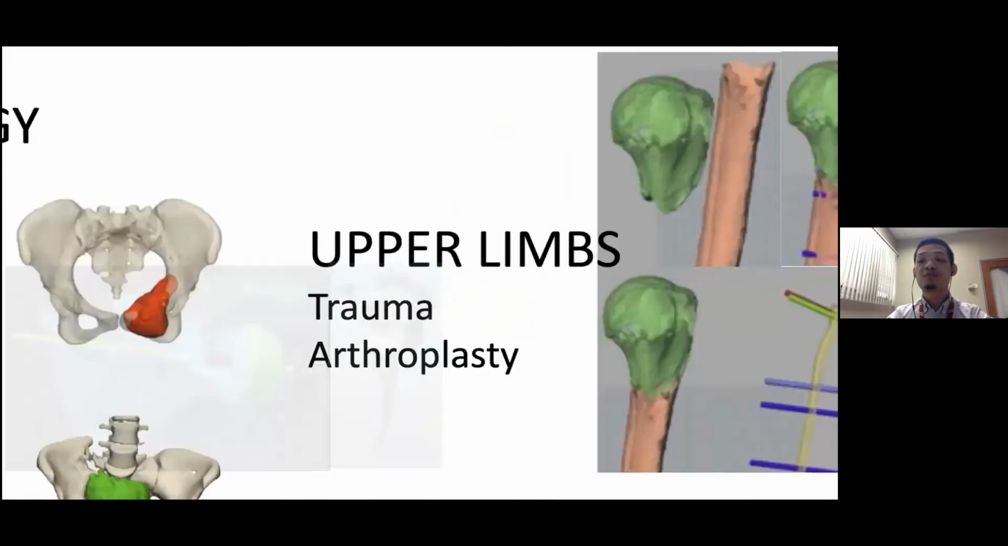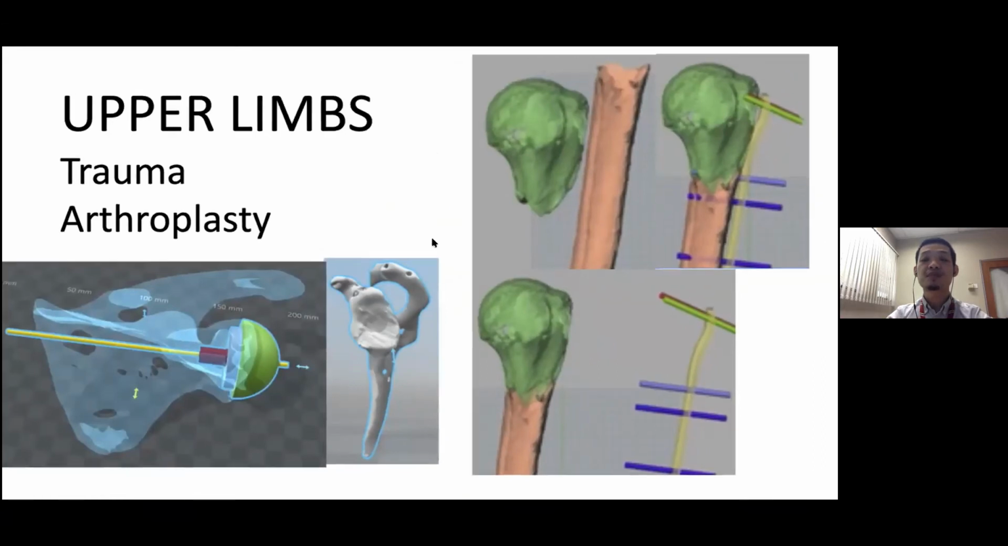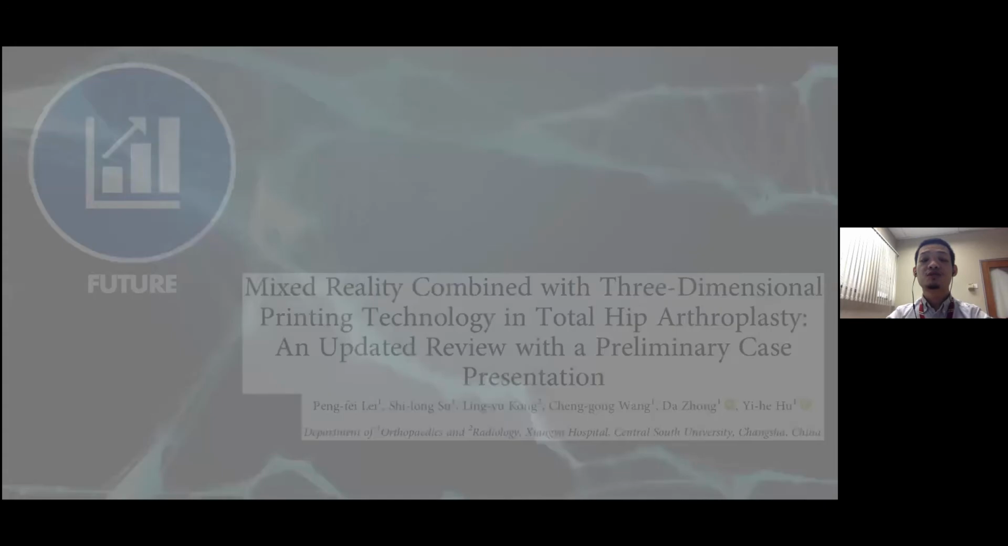It also works for upper limbs, especially in trauma. So here there's a fracture. They can design jigs to preemptively place the screws, and the plate will help you reduce. Even in shoulder arthroplasty, where the bone is smaller, jigs are quite helpful. Even for spine, when you put pedicle screws, you can pre-print a jig which guides you on where to put the pedicle screws. So what about the future?